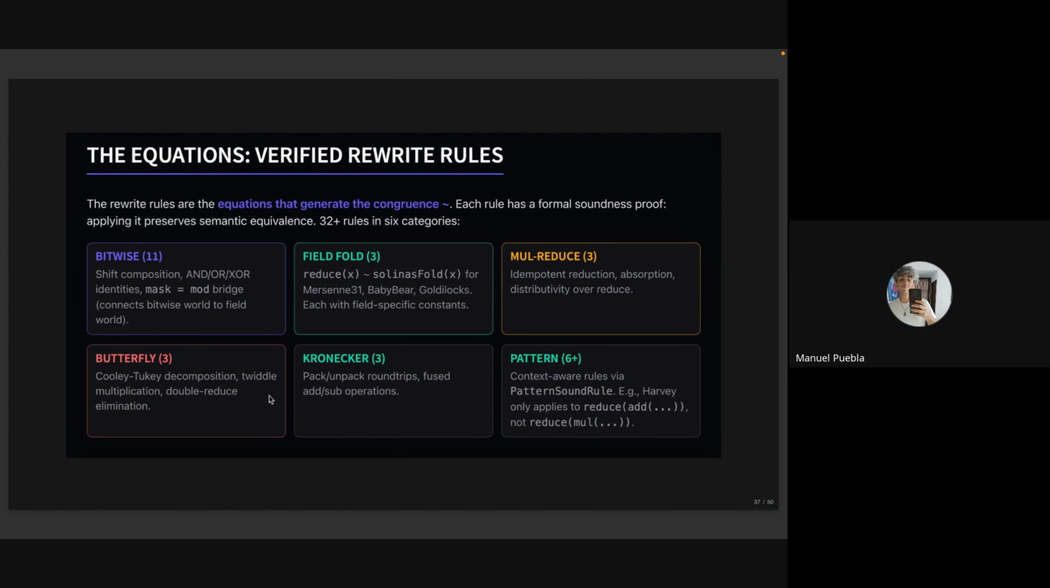And now the rewrite rules. Rewrite rules are responsible for building the graph. Each rule that we have has a sound proof, and they apply and preserve semantic equivalence. Shifts, identities with AND, OR, and XOR. We have fold operators. We have reduce operators, butterflies, all the things that we want to mix together really hard and see what comes out.